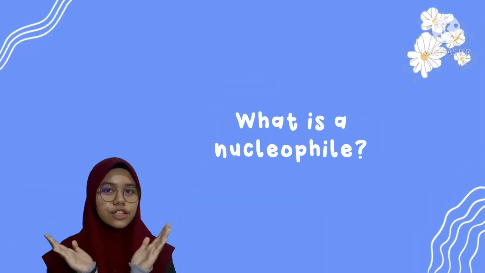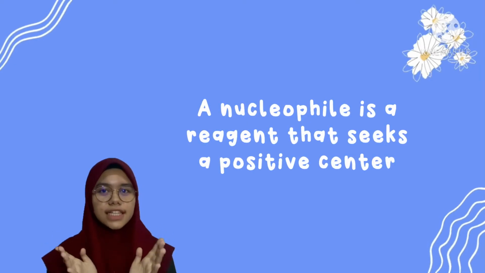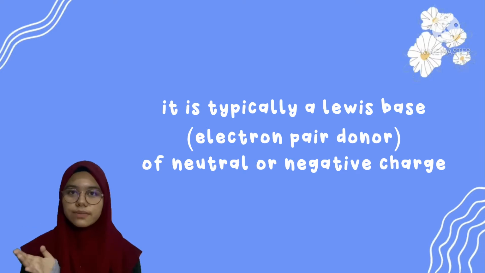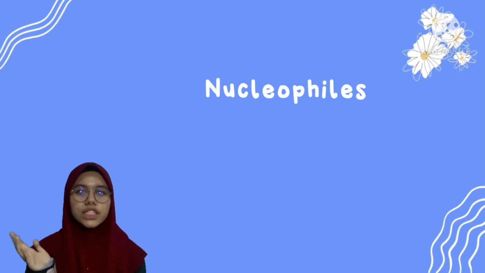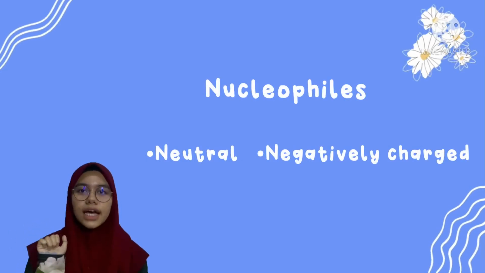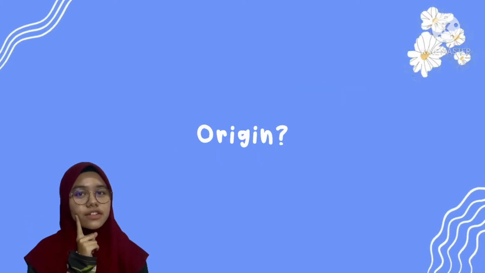Nucleophiles and leaving groups. First, I will explain about nucleophiles. So what is a nucleophile? A nucleophile is a reagent that seeks a positive center. It is typically a Lewis base, which is an electron pair donor of neutral or negative charge. So from here, we can know that there are two types of nucleophiles, which are neutral nucleophile and negatively charged nucleophile. Where does this word come from?